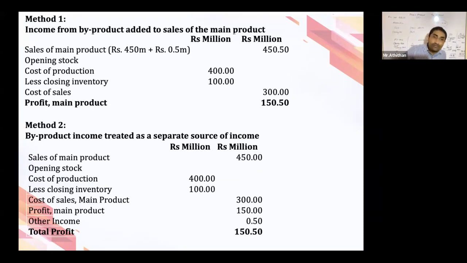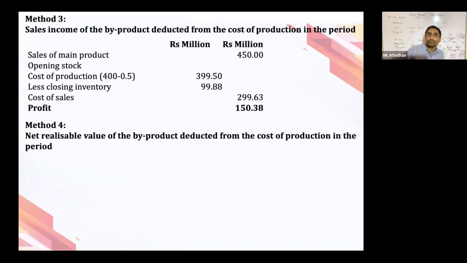Third method: sales income of byproduct deducted from the cost of production in the period. The sales income of the byproduct, 0.5, we deduct from the cost of production. When deducted, closing inventory changes, because we saw the closing inventory value is 25% of cost of production. So 25% is 99.88. We look at the impact on profit.